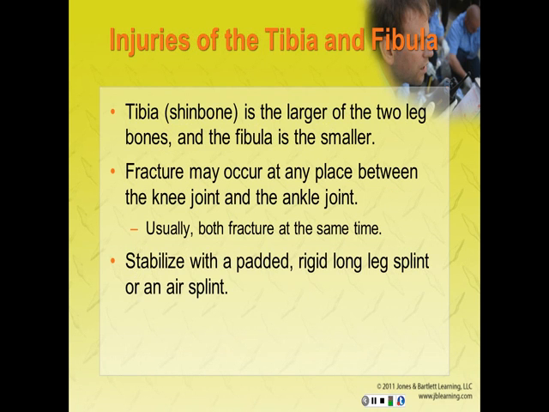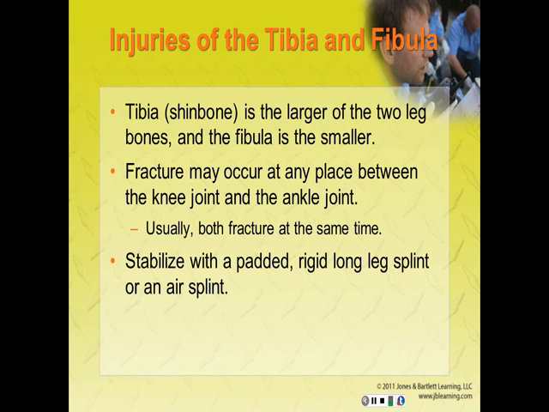The tibia, or shin bone, is the larger of the two leg bones that are responsible for supporting the major weight-bearing surface of the knee and ankle. The fibula is the smaller of these two bones. Fracture of the shaft of the tibia or the fibula may occur at any place between the knee joint and the ankle joint. Usually, both bones fracture at the same time.